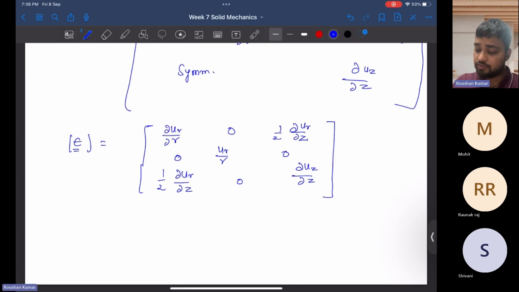Now we have to find the stress matrix. So we are using the stress strain relation in cylindrical coordinate system. So let's do this.